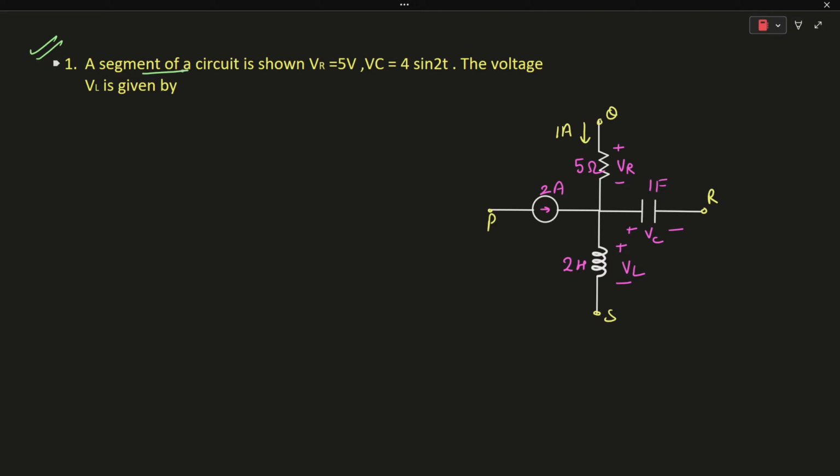So a segment of a circuit is shown where VR is equal to 5 volts. So the voltage across VR is given to be 5 volts and VC is equal to 4 sine 2t, and we need to find the voltage drop across the inductor L.